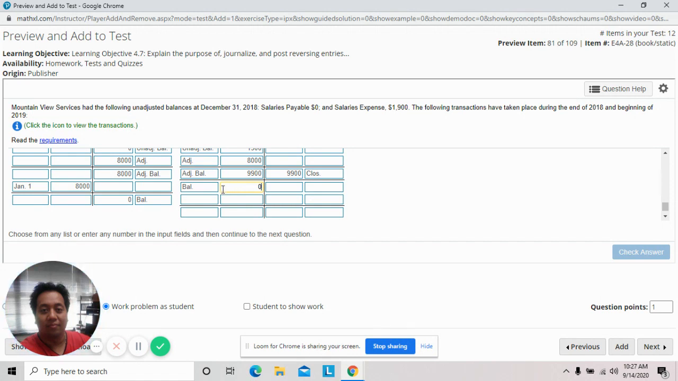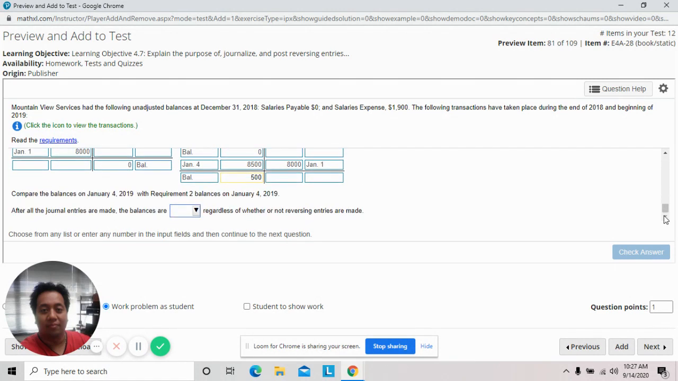And then I have a new transaction on January 1st to look over. That is 8,500. January 1st, I have another transaction on the credit side to look at, 8,000, and I'm left with a balance of 500. So I think after all the journal entries are made, the balances are the same, as you can see, based on the different requirements of requirements 1 and 3.